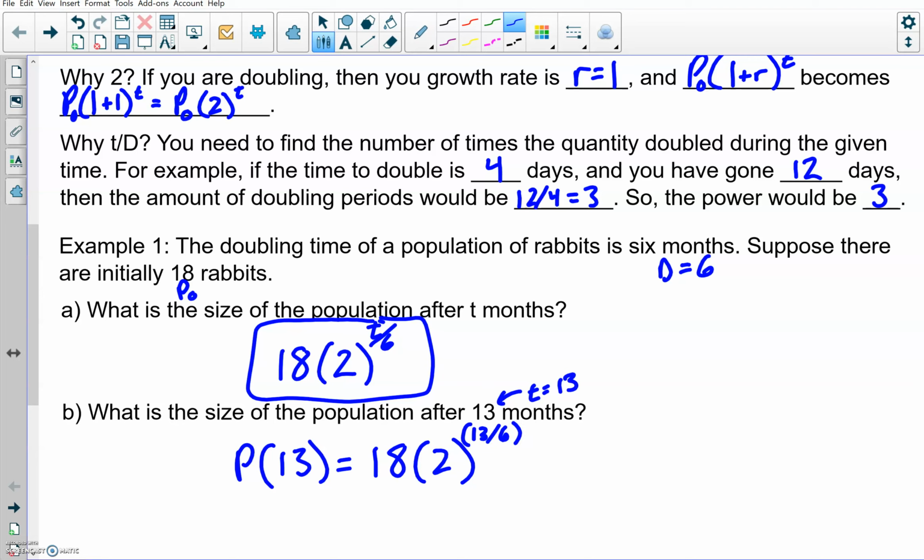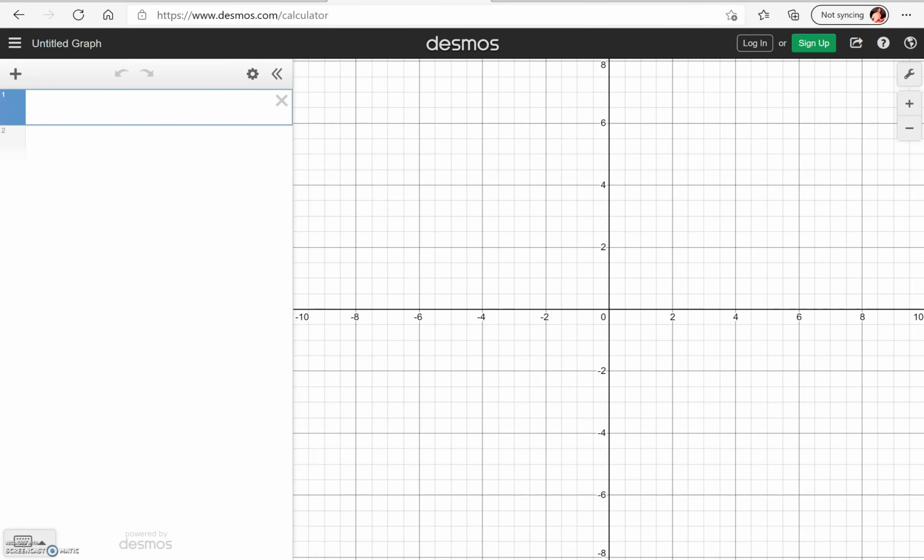And in Desmos, I want to show you how to type this in because if you don't put parentheses around the power, especially in a TI, it's going to give you the wrong answer all day long. So let's go ahead and take a look real quick at this in Desmos. We'll just type in 18 times 2, and then you do Shift 6 to get to the power, and then parentheses 13 divided by 6, and then a little right arrow to get out of there.